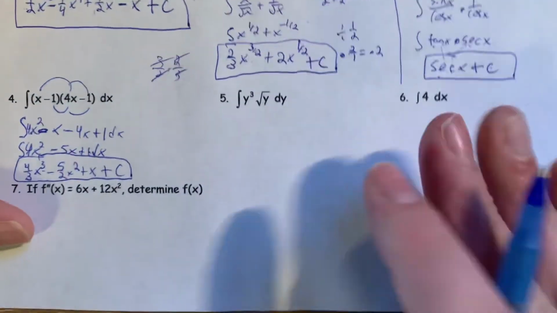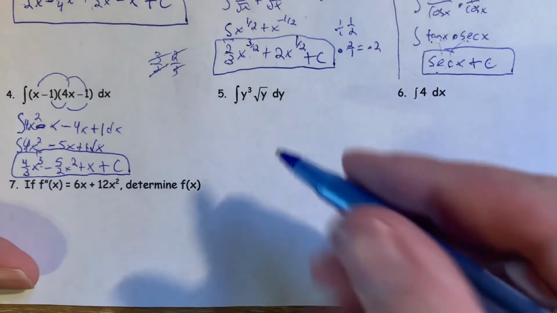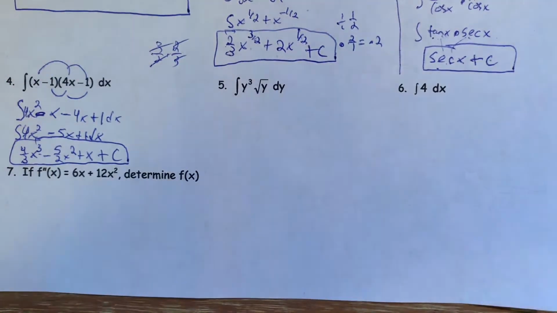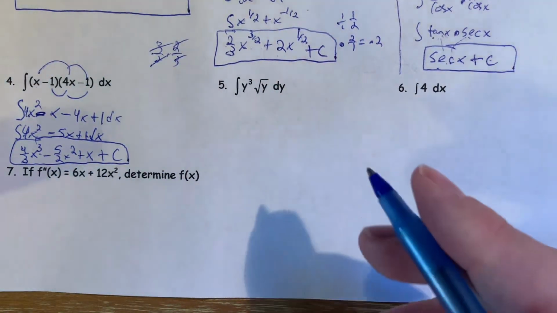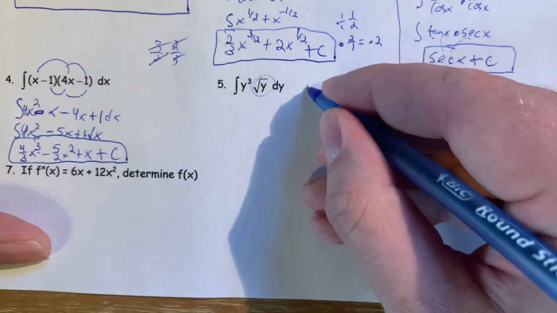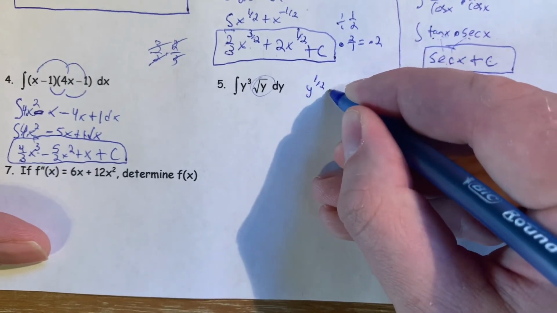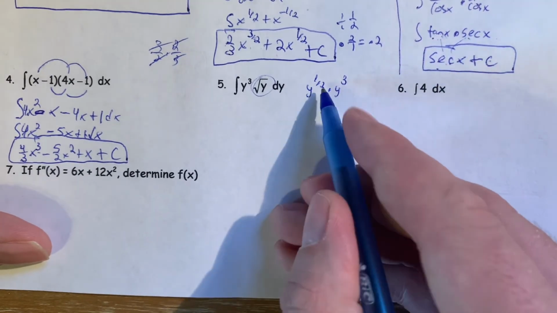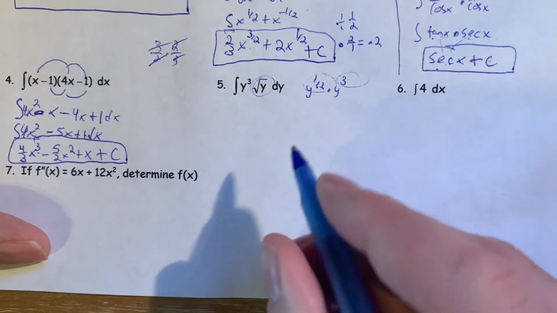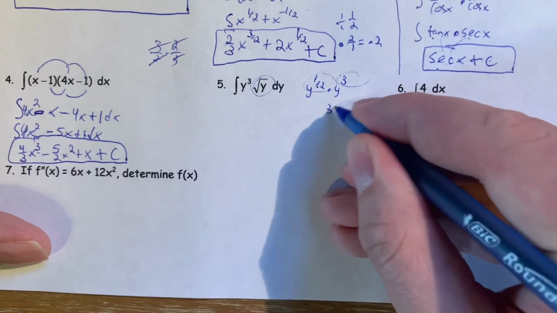All right, how about this one? How do you need to rewrite it? Well, again, there's no product rule, so you can't do anything when they're multiplying. Let's change this to a power. This is y to the 1/2 power times y cubed. And you should know that when you multiply, you add the exponents. So how do we add 3 plus 1/2?